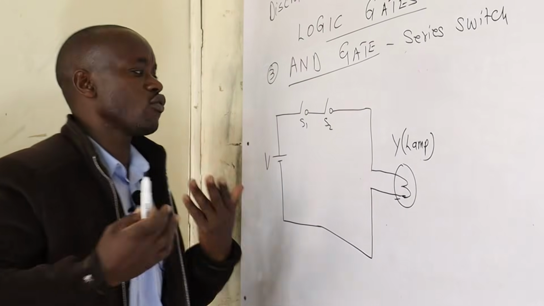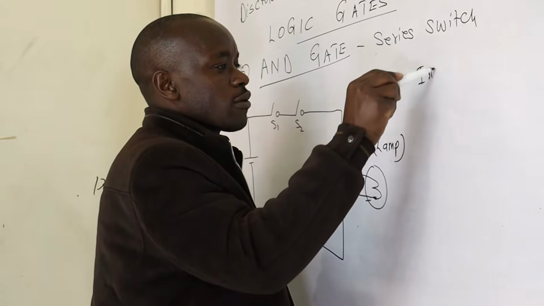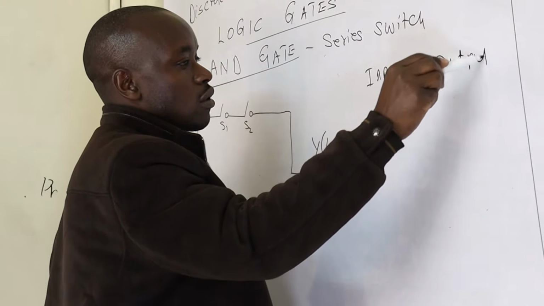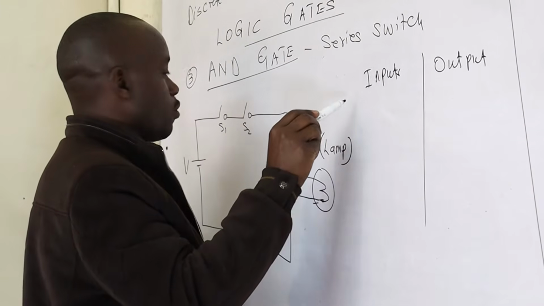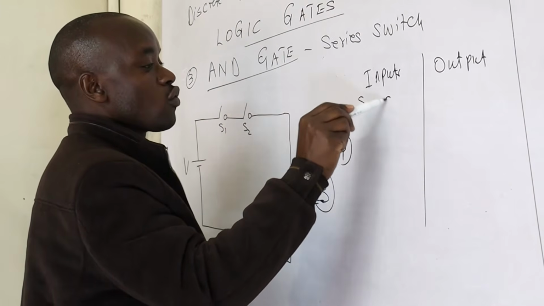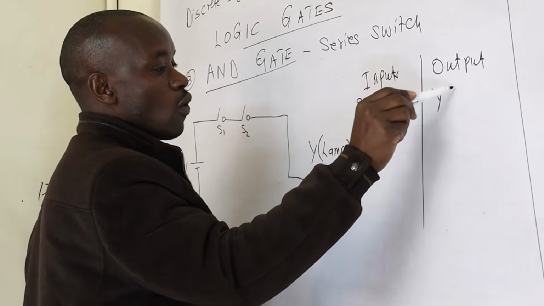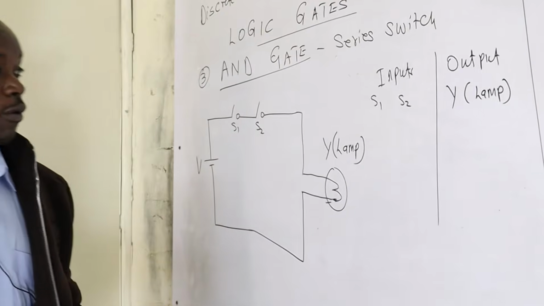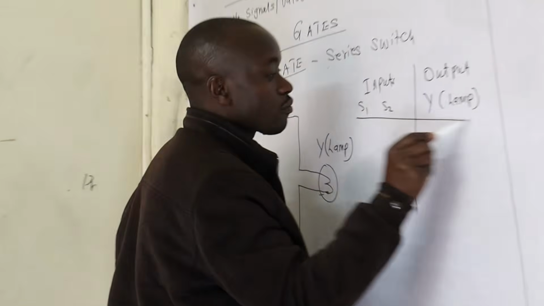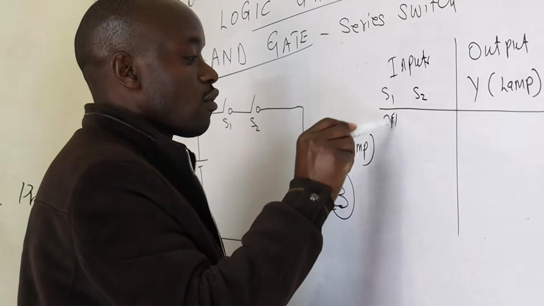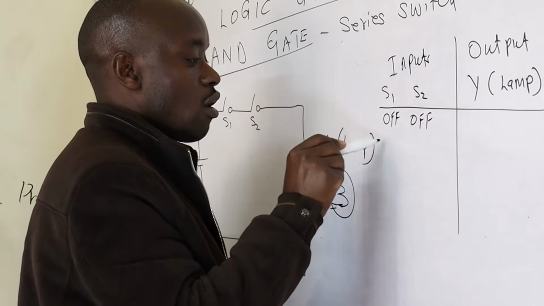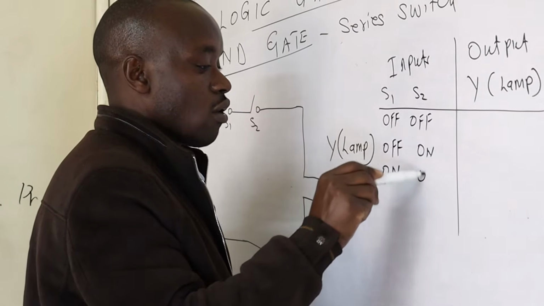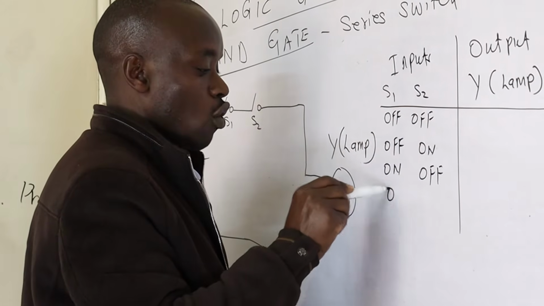Why do we call it a series switch? We have the inputs and the outputs. Our inputs are switch 1 and switch 2. Our output is Y or the lamp. Some books use F. It means the same thing, there's no problem. So then we have off, off, off, on, on, off, and then on, on.